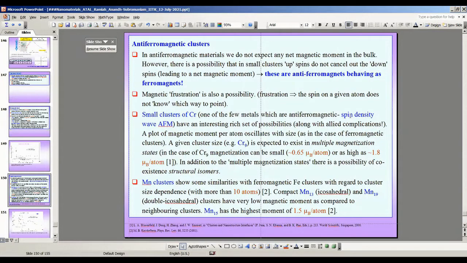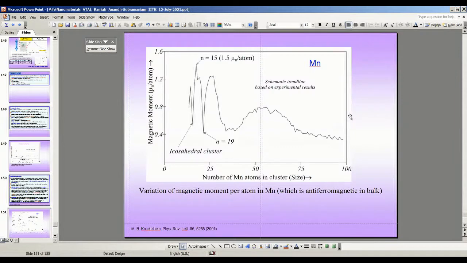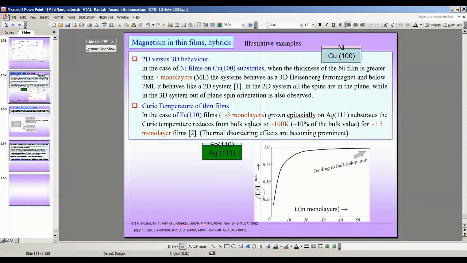But more interesting is the case of chromium, which is antiferromagnetic in its normal nature. But when you reduce the particle size, you can get ferromagnetic chromium, a material which is antiferromagnetic. And by the way, antiferromagnetism in oxides like manganese oxide is much easier to understand, which comes because of something called superexchange, than to understand antiferromagnetism in these metals, which look simpler, but they're very difficult to understand. Chromium and manganese are two antiferromagnetic metals, but then they are behaving like ferromagnets because of the small size.